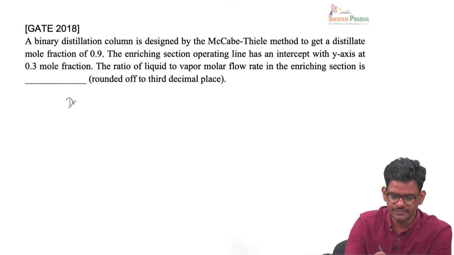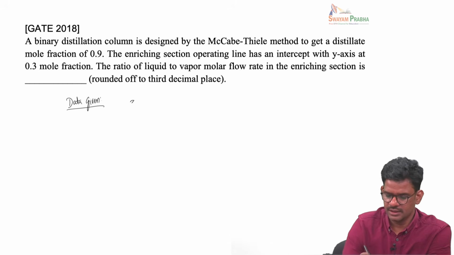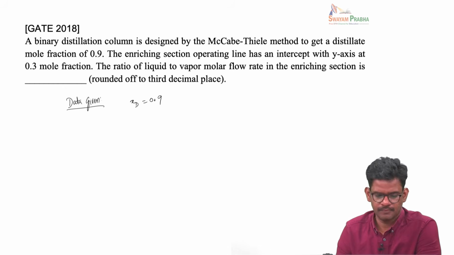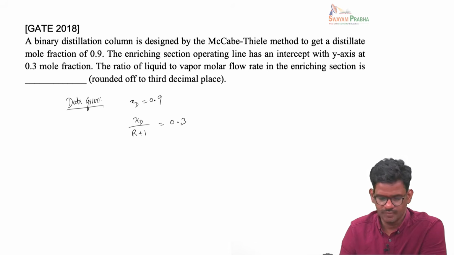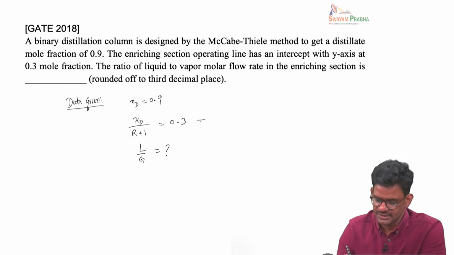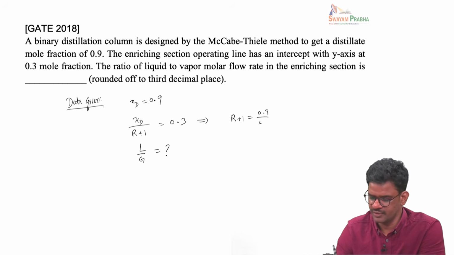So, again data given, XD is 0.9 and the operating line intersecting the y-axis, XD by R plus 1, is given as 0.3, and we need to find the L by G ratio. This is unknown. So, from this data given, we can solve for R. R plus 1 is 0.9 by 0.3. So, R is equal to 2.